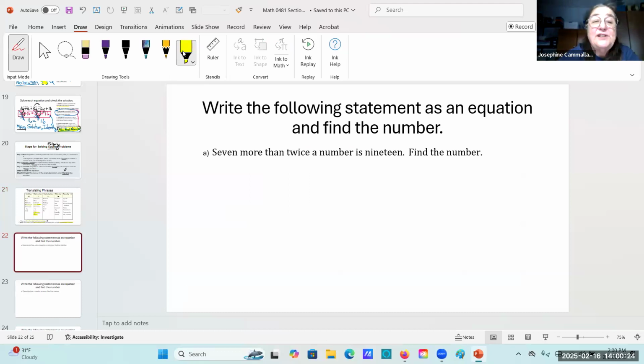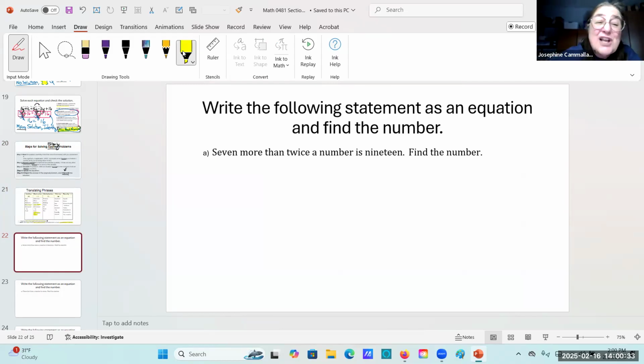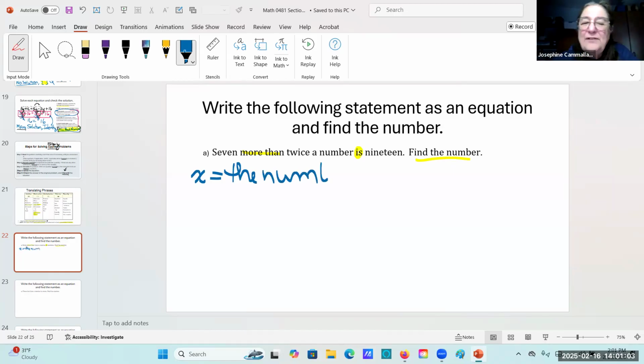Now, let's look at these phrases. As you may see back here, I didn't indicate, but using highlighters are great things. And let me show you. 7 more than twice a number is 19. Now, this is what we're seeking. So I'm going to say X is equal to the number. That's what I want to find.